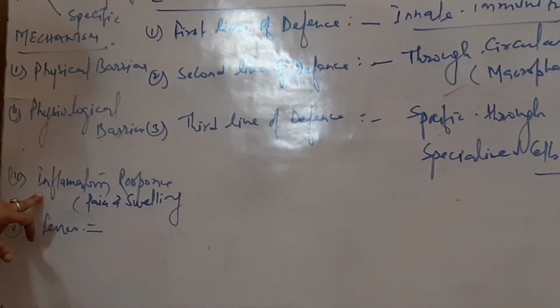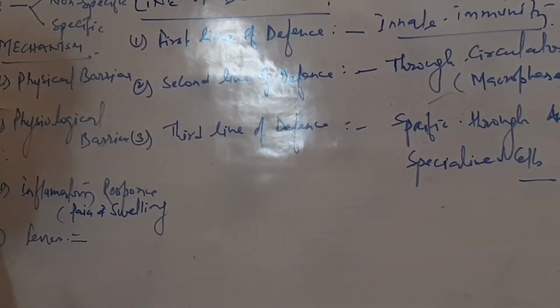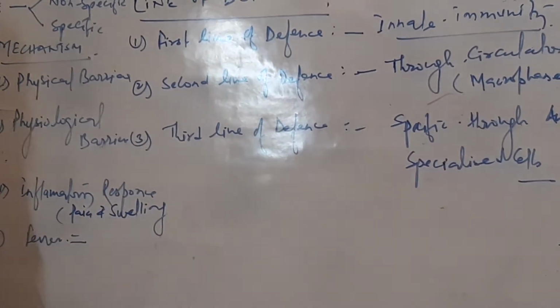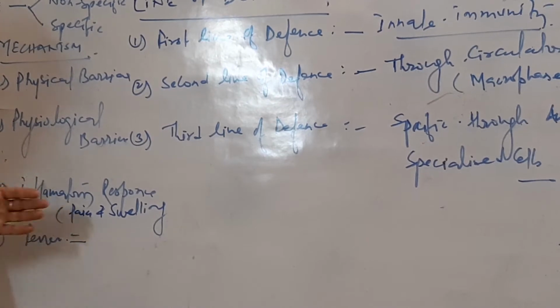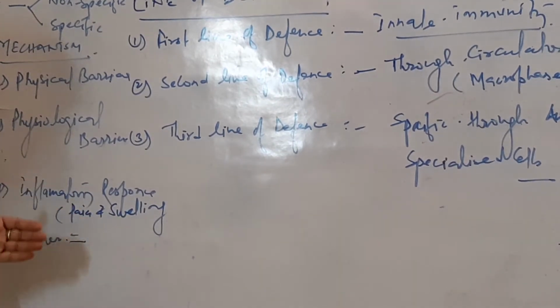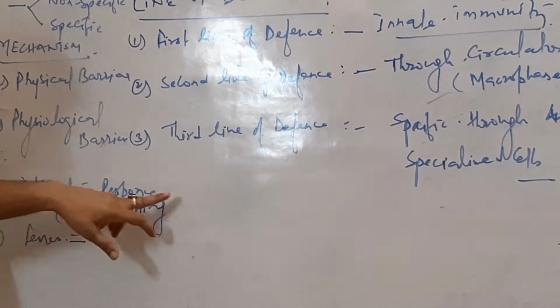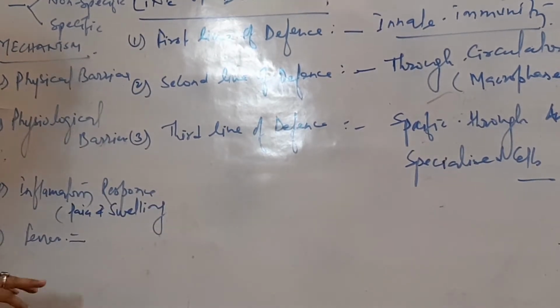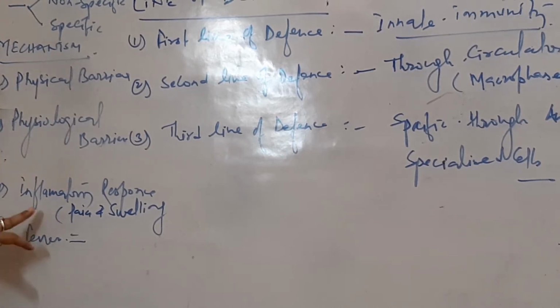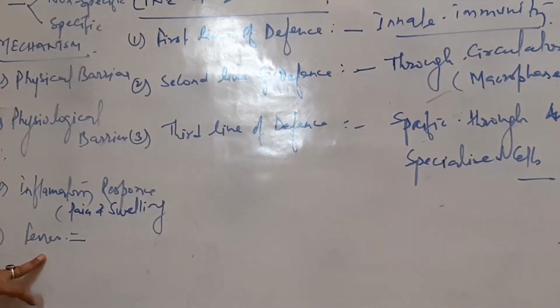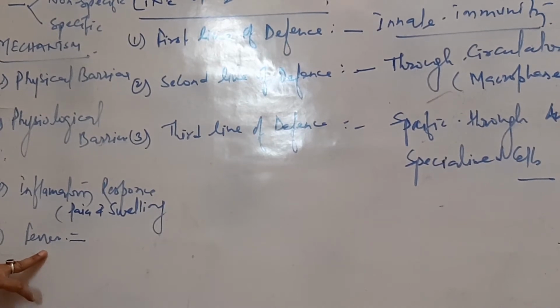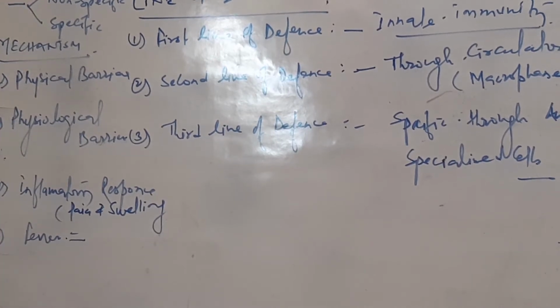The third one is the inflammatory response. When microbes interact with the body, swelling takes place and pain develops. This process is called the inflammatory response, and ultimately fever occurs. So these are the mechanisms of innate immunity.